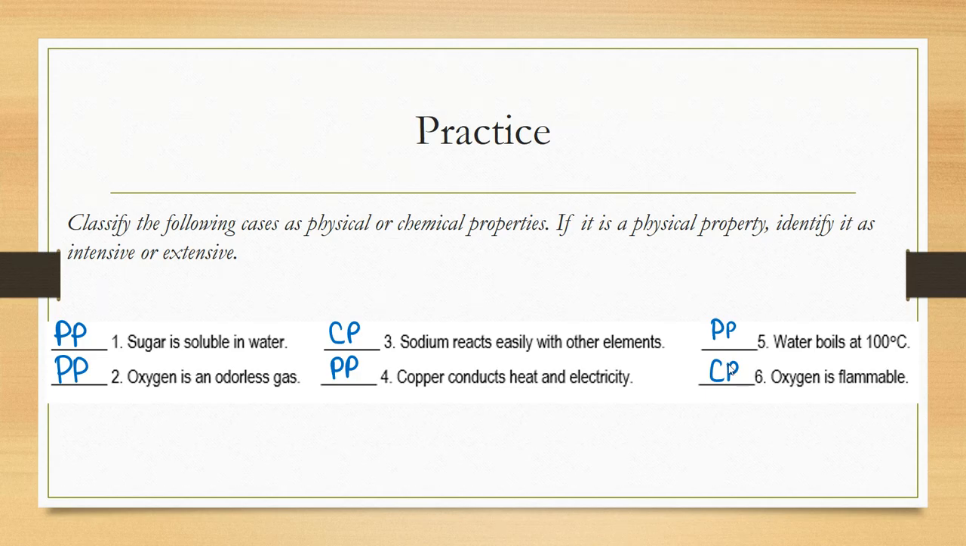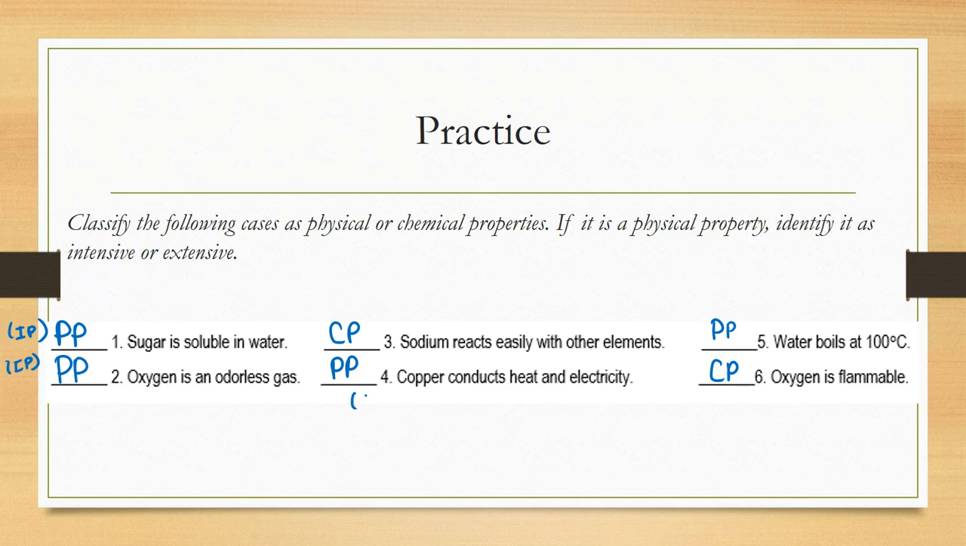Now, I know it says if it's a physical property, identify as intensive or extensive. So again, this is based on that identity or quantity. I did a poor job in selecting my physical properties here. All of these are intensive. What I mean by that is that it doesn't matter in terms of quantity. Sugar can dissolve in water, so that's an intensive property. Doesn't matter how much oxygen gas you have, it is still going to be odorless.